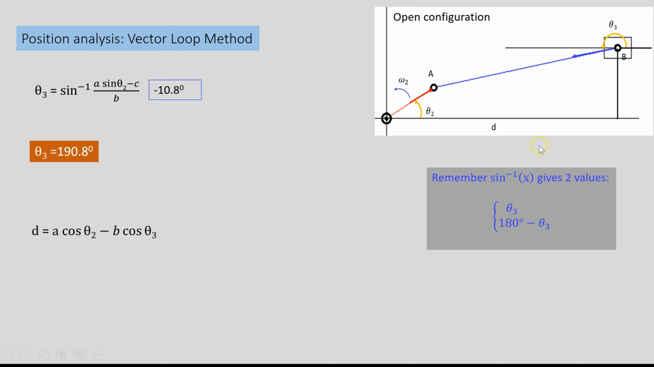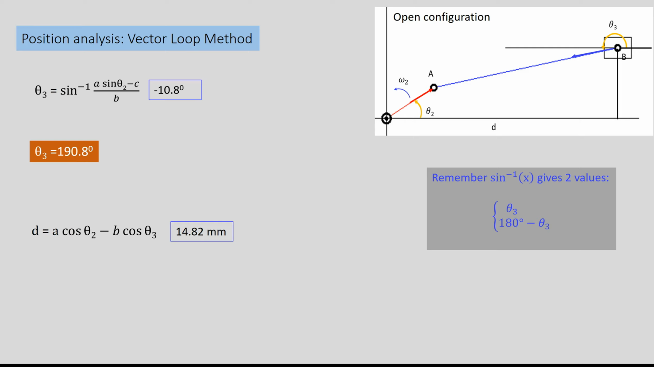According to these equations, our result will be 190.8 degrees. When we need to find the slider position, we need to use theta 3 for open configuration because our system is in open configuration, and considering that angle we get d equals 14.